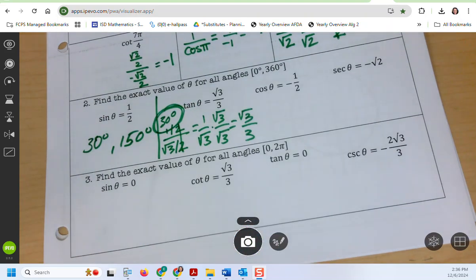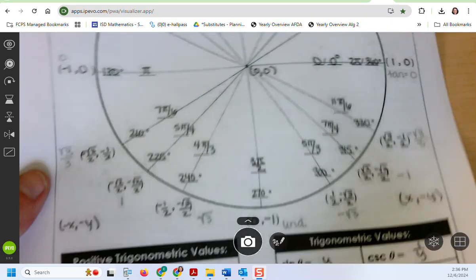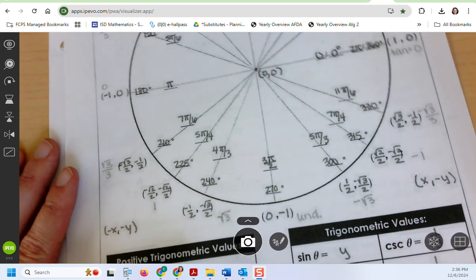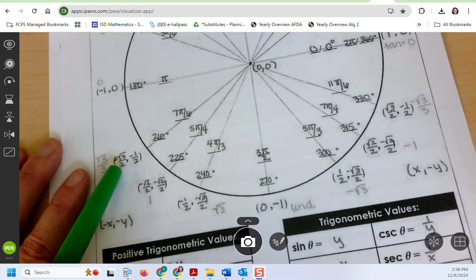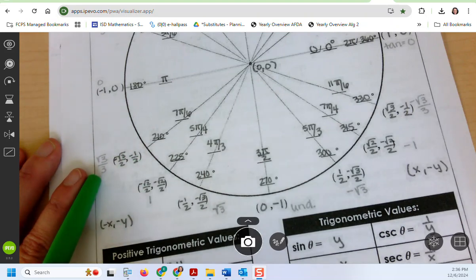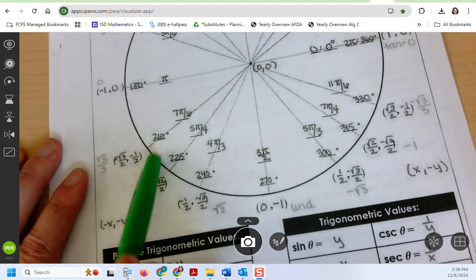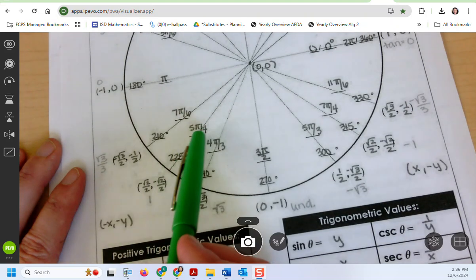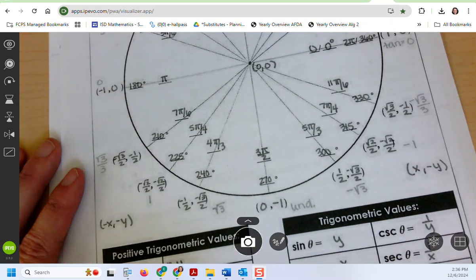Did anybody find the other angle? Looking at your circle. You still want the 1/2 on the top, and you want the root 3 over 2 on the bottom, right? But if they're both negative, those negatives can cancel out and give you the same answer. So this is the point we should be looking at, and that's going to be 210 degrees.